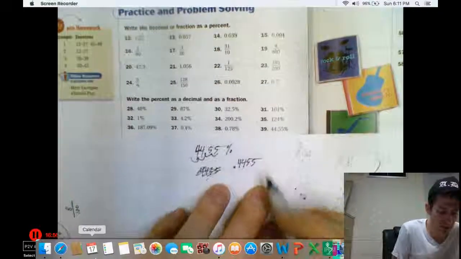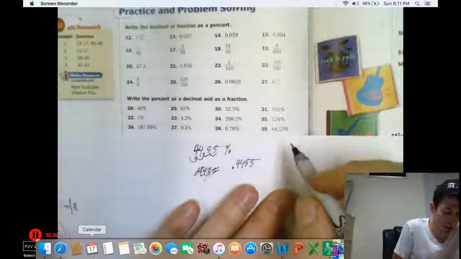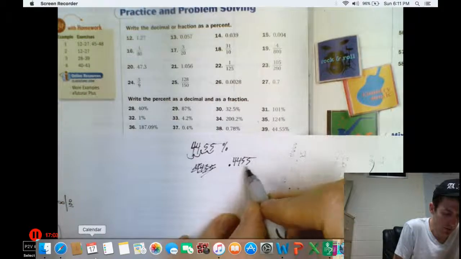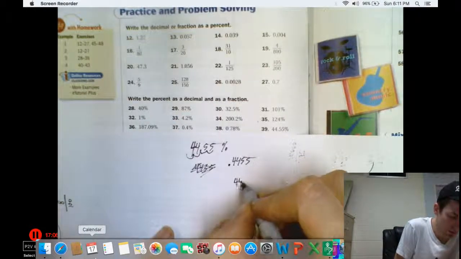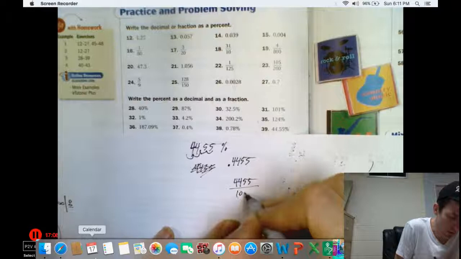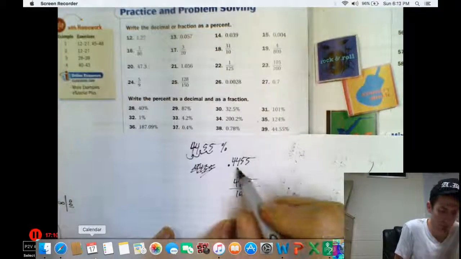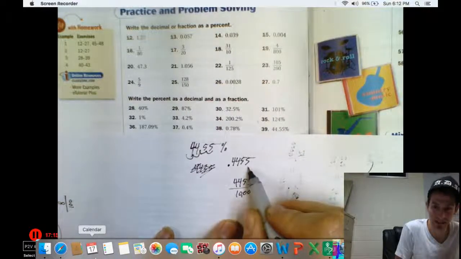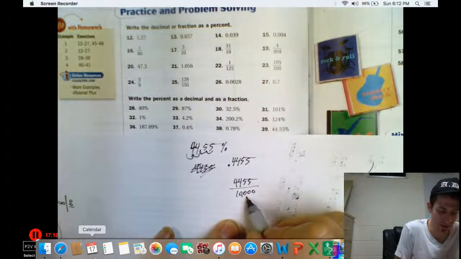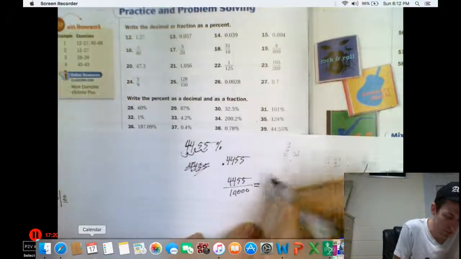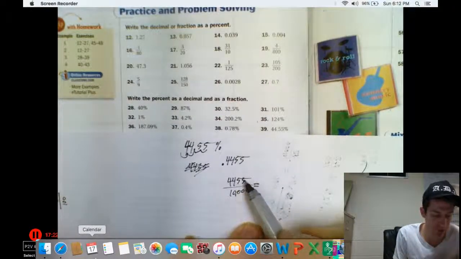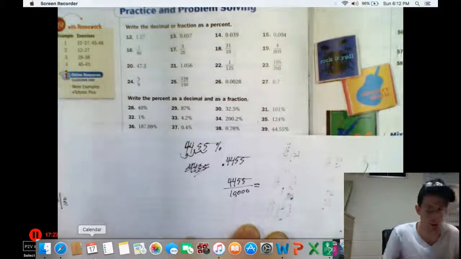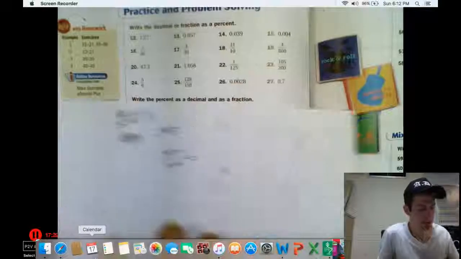Now, how do we make that into a fraction? We could put this in the tens, hundreds, thousands, 10,000s place. So 4455 over 10,000, because that's the 10,000s place. So I take that and stick it over 10,000. Now I'm going to have to reduce, which I would start by dividing top and bottom by 5 and just keep going as you can, which I'm not going to do right now. You can do that by yourself.